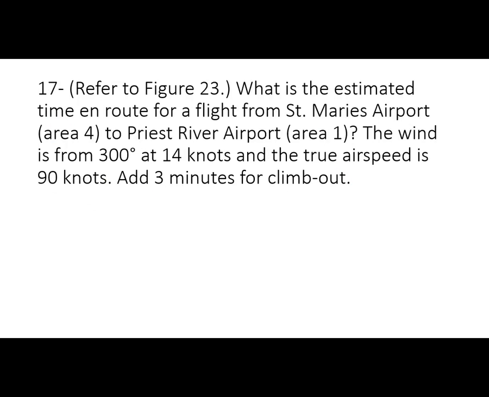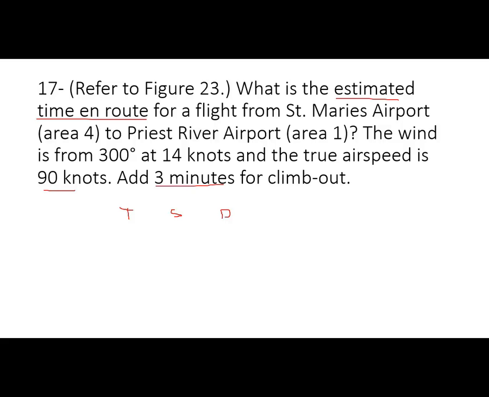Question 17, what's the estimated time en route? So this is, again, a time, speed, and distance question. From St. Mary's Airport to Priest River. I feel like we keep going to these airports over and over again. It says the wind is 300 degrees at 14 knots. True airspeed is 90 knots. Add 3 minutes for the climb out. So you're going to do this the same way. You need to find out what is your ground speed. How fast are you going?